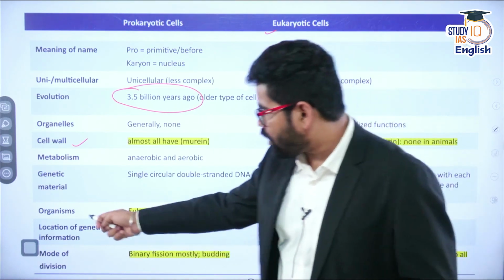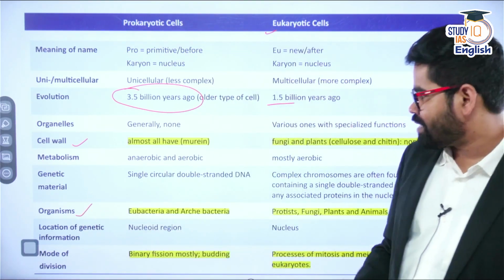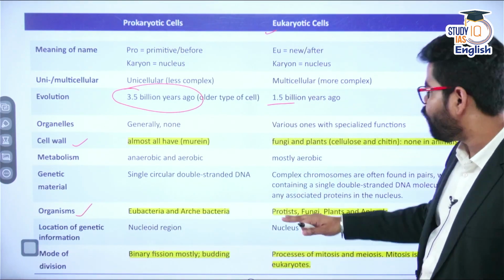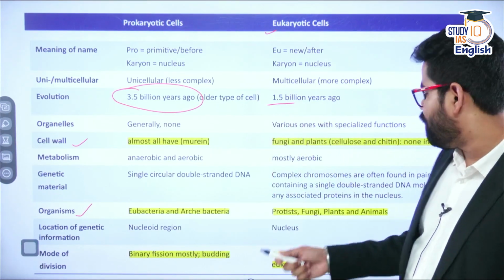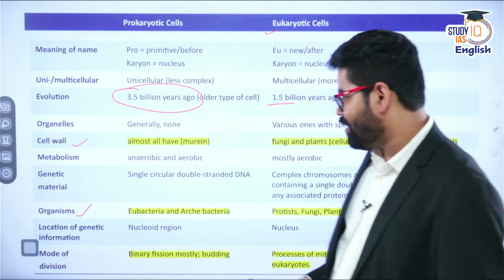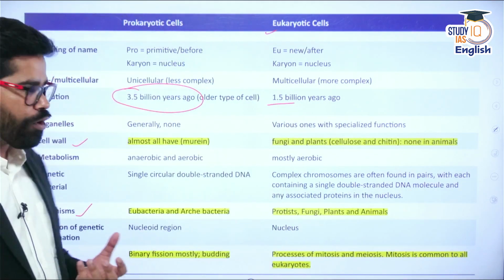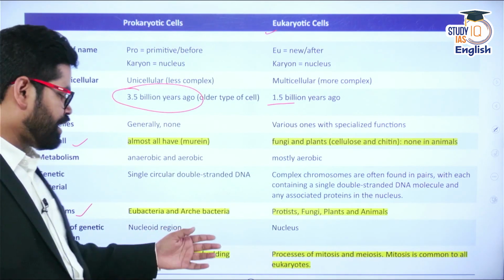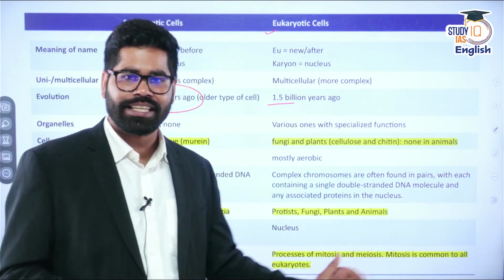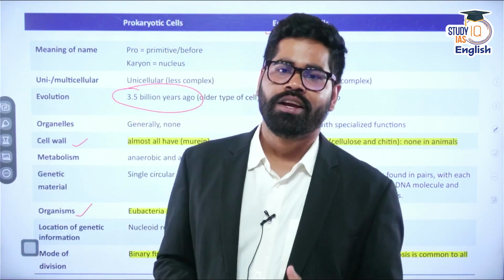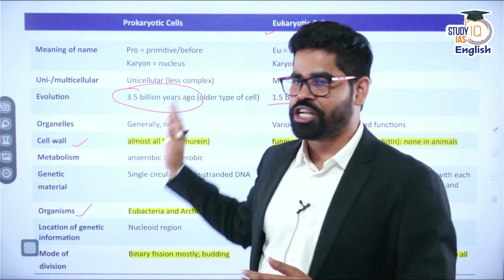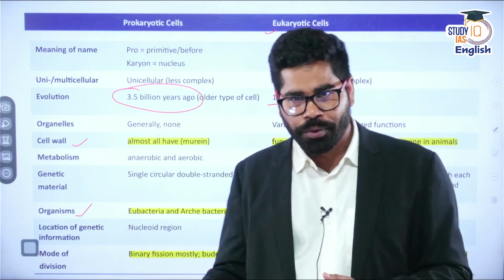If we talk about the organisms, here we are having bacteria and archaea. On the other hand, in the case of eukaryotes, we have protists, fungi, plants, animals, etc. Then, if we talk about the mode of division, here we have binary fission or budding mode of reproduction. On the other side, mitosis and meiosis go on for cell division in eukaryotic cells. So they are the two distinctions between eukaryotic and prokaryotic cells.